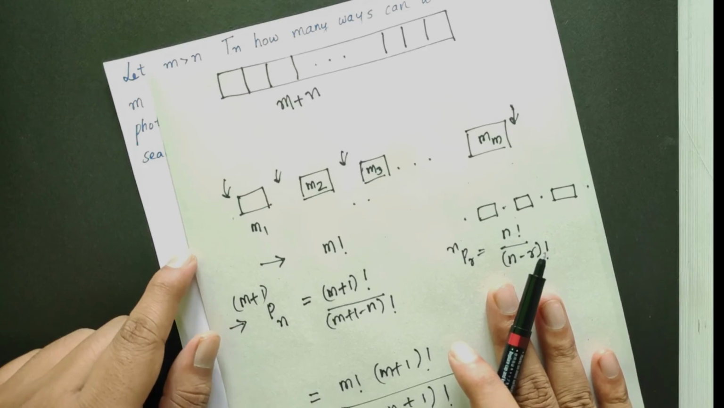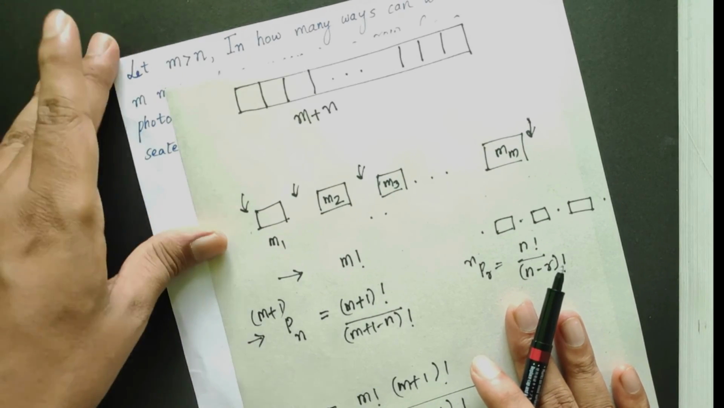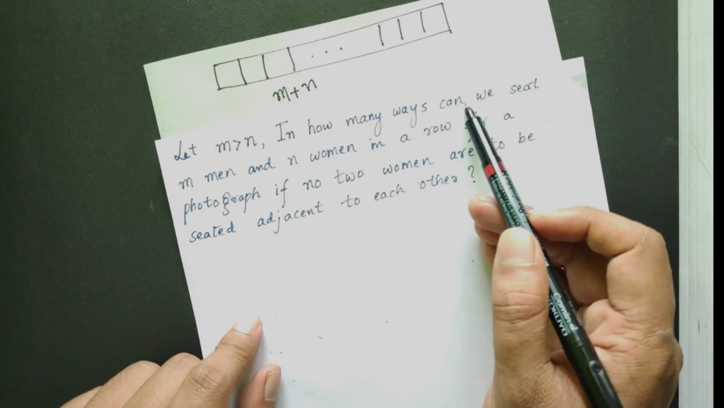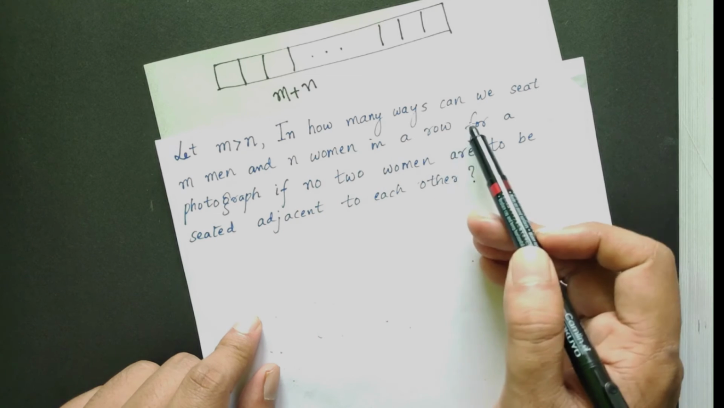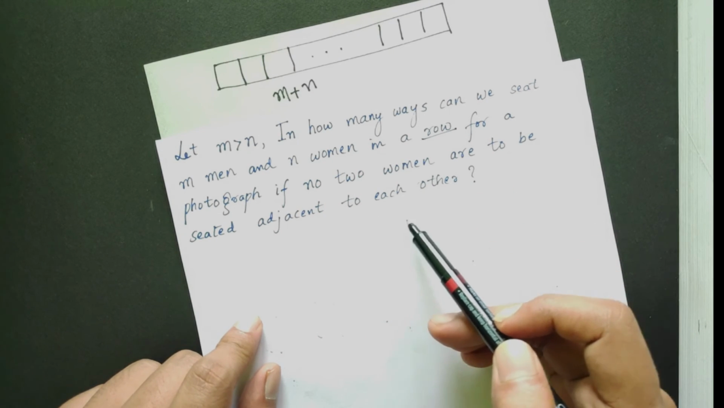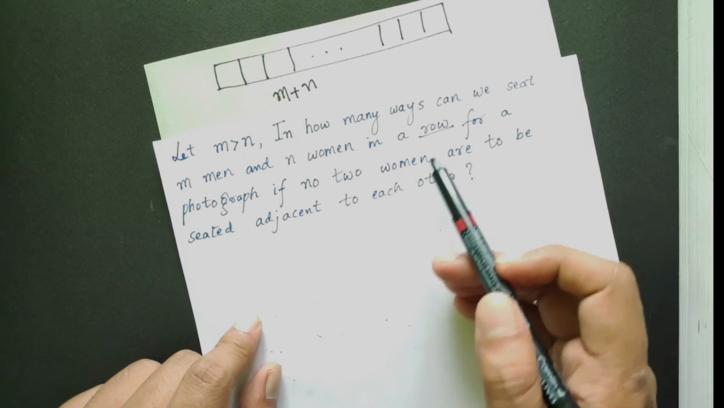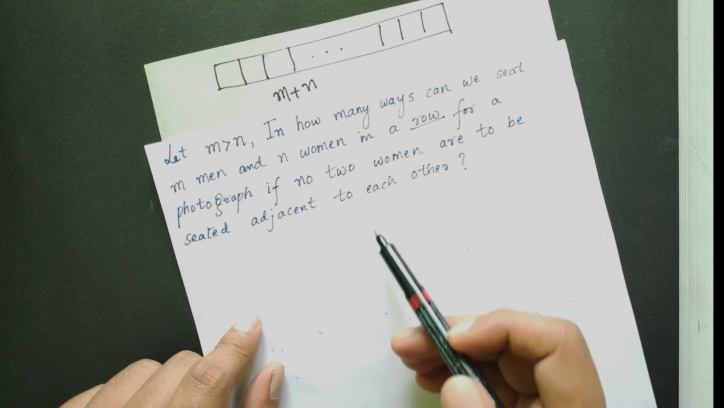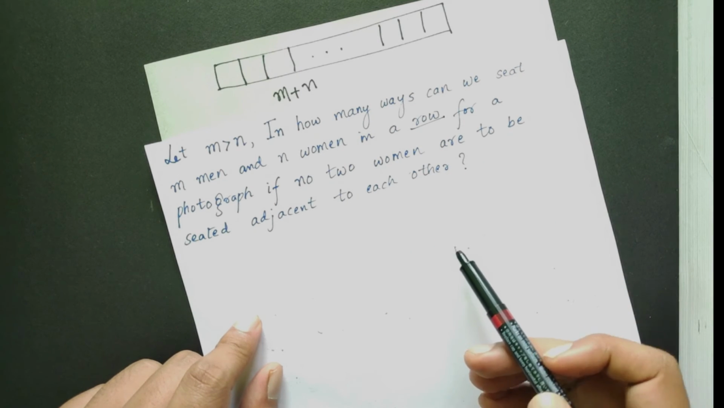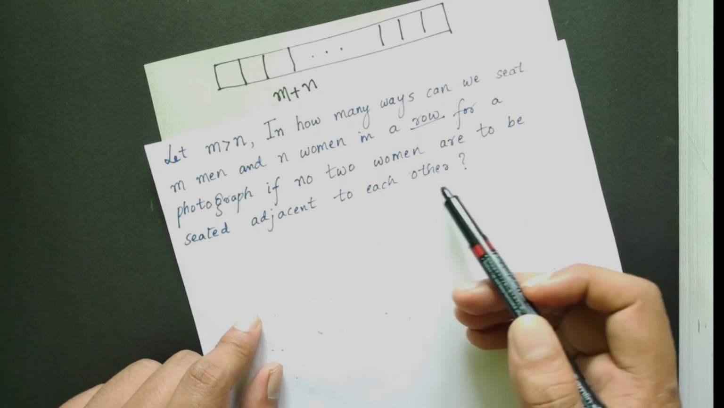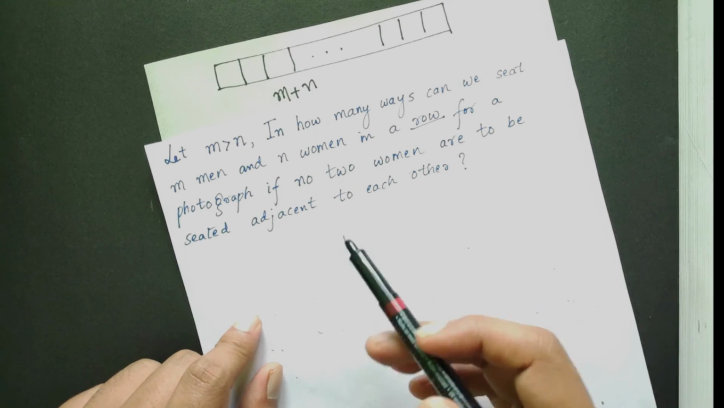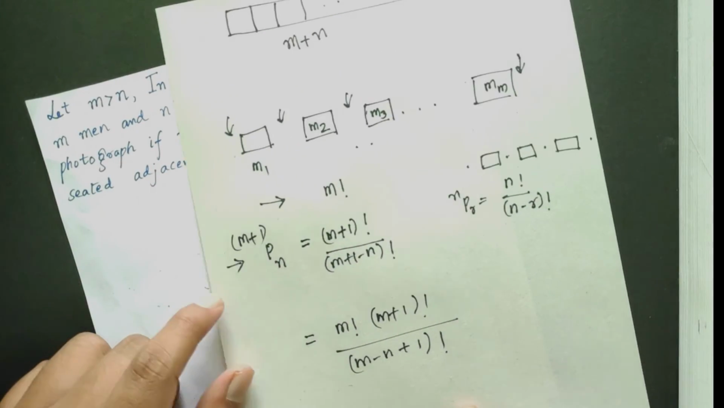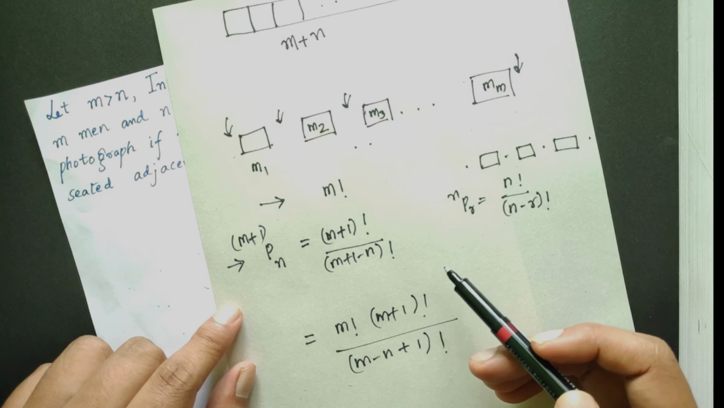Now you can think about another problem which is very similar to this. In the place of where I said in how many ways can we seat m men and n women in a row, you can replace the row with a circle, right? If you want men and women to sit in a circle, then how many possibilities will come? That problem is very similar to this. There is only a slight modification you have to make in order to obtain the solution.